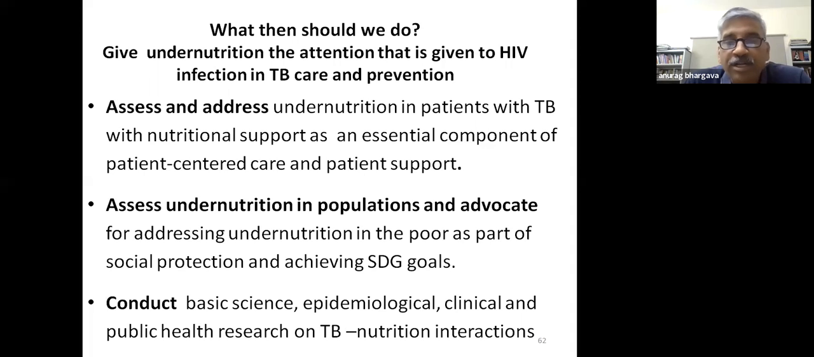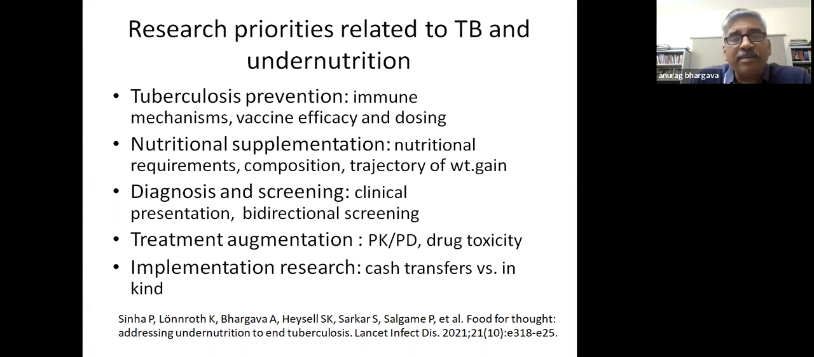We should assess undernutrition in populations and advocate. We cannot address it ourselves, but we can advocate for addressing undernutrition in the poor as part of social protection and as part of achieving SDG goals. And there's a huge scope for conducting research in TB undernutrition interactions, which can be basic science, clinical, epidemiological, and implementation research. These are some of the research priorities related to this theme, which have been highlighted in an article by Pranay and team. I've also contributed to this, and the paper was published last year in Lancet ID.